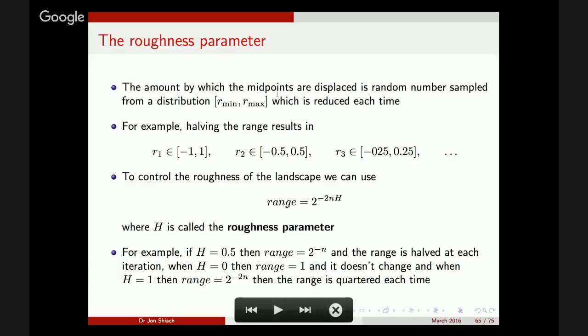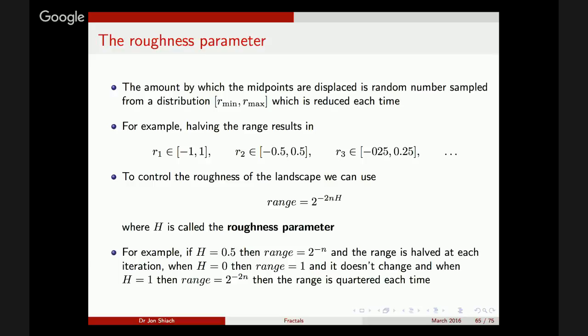So the amount by which we perturb or move our midpoint up and down at each iteration is sampled from a distribution somewhere between R min and R max. And we reduce the range of that distribution. So for example, if we started with -1 and 1, and we were to reduce it by half each time, on our second iteration we'd have -1/2 plus 1/2. On third iteration we'd have -1/4 plus 1/4, -1/8 plus 1/8, etc. So that's halving each time.